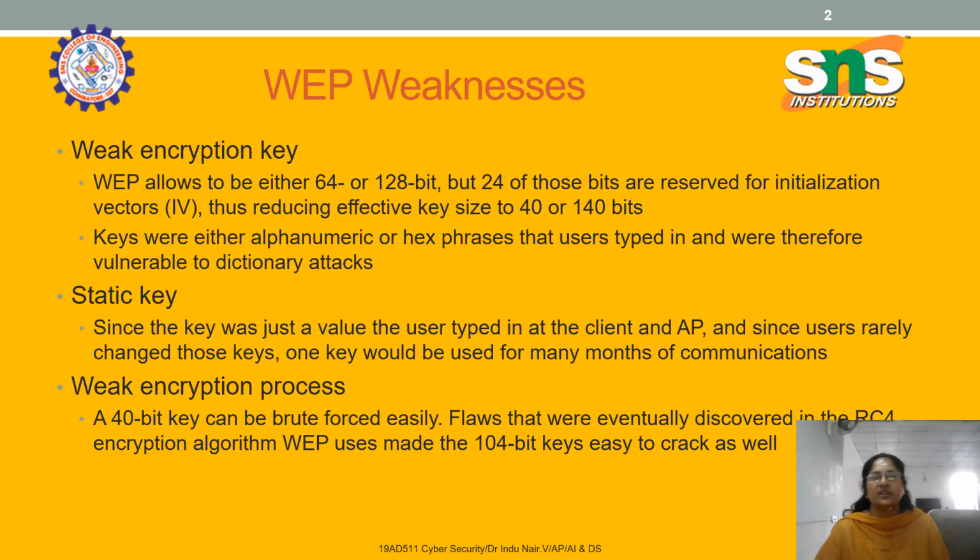Weak encryption key. WEP allows keys to be either 64-bit or 128-bit, but 24 of these bits are reserved for the initialization vector, thus reducing the effective key size to 40 or 104 bits. Keys were either alphanumeric or hexadecimal phrases that users typed in and were therefore vulnerable to dictionary attacks.